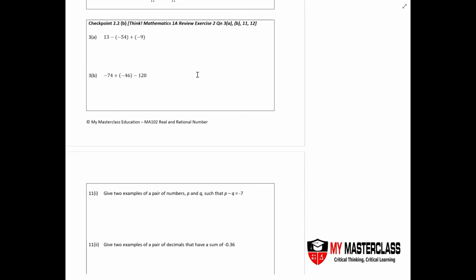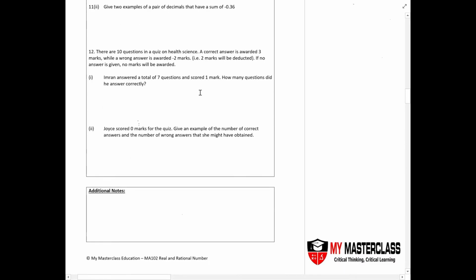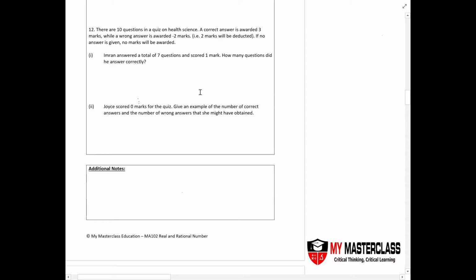In the chapter of real and rational numbers, we are looking at checkpoint 2.2 part B. Let's take a look at question 12. This is a question that tests you on the different kinds of possibilities as well as the terms that you are given. So let's say Imran answered a total of 7 questions, and he scored 1 mark.